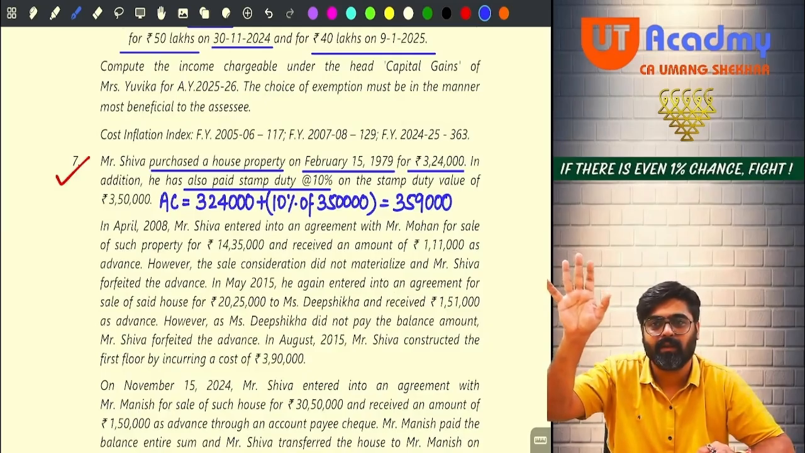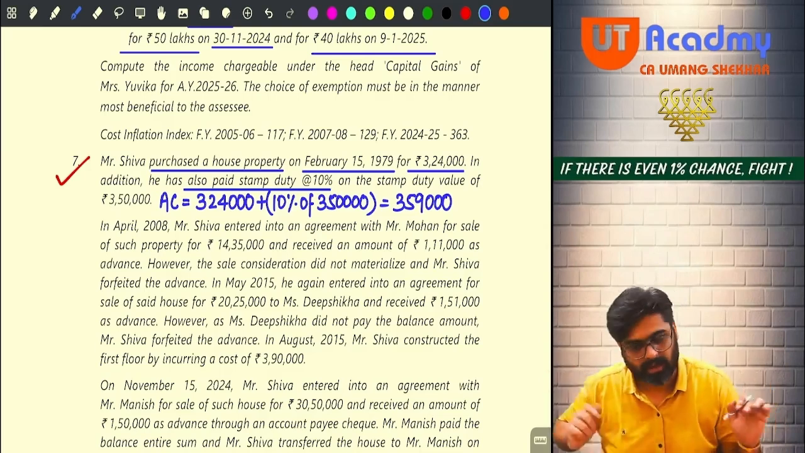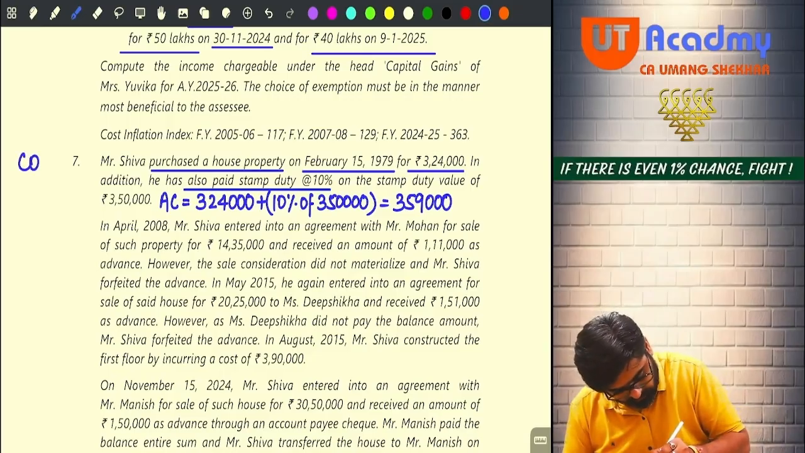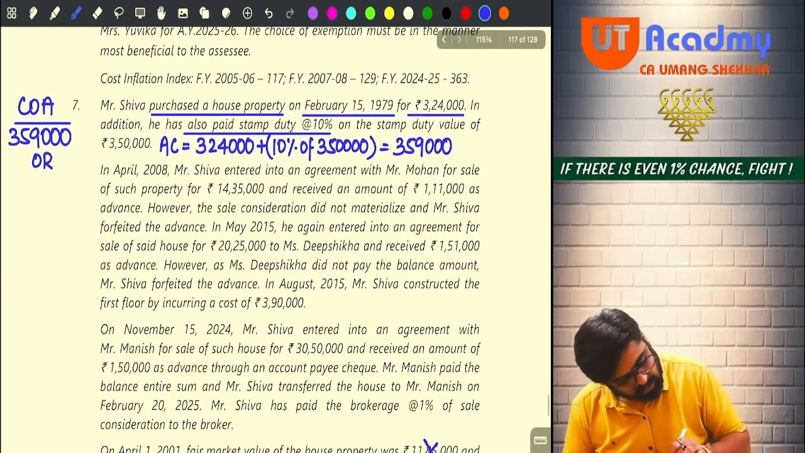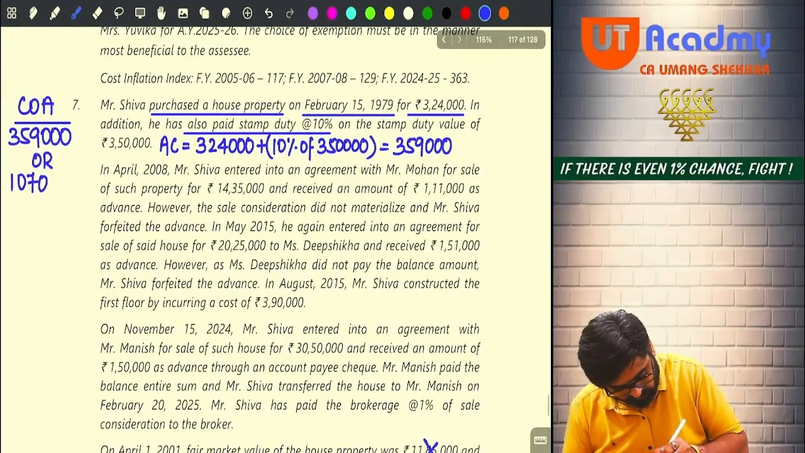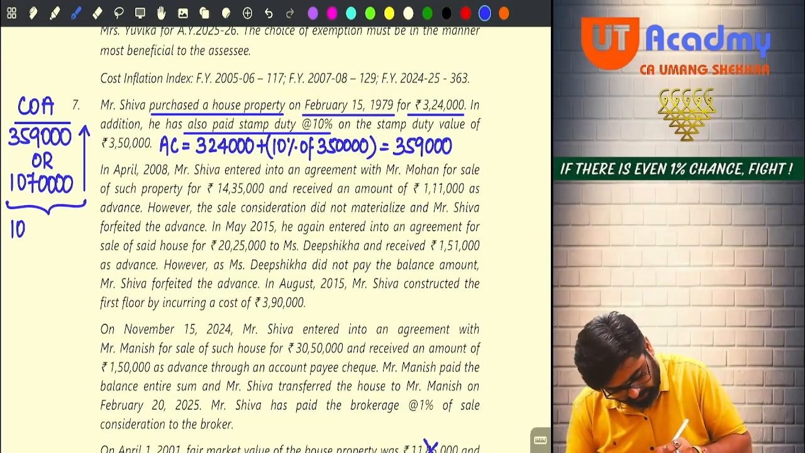Done? If you crack this, cost of acquisition is gone. Okay. So now what was your cost of acquisition? Tell me. So your cost of acquisition will be 3,59,000 actual cost or the fair market value, which is restricted to the extent of stamp duty value, 10,70,000. Whichever is higher can be taken as cost of acquisition. So tell me, can I take 10,70,000 as my cost? Yes, sir, I can take.